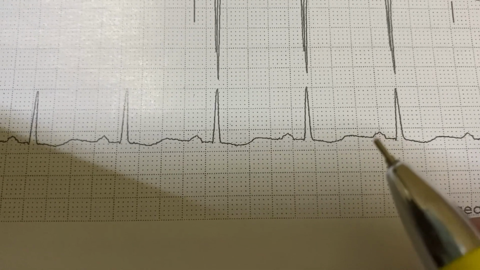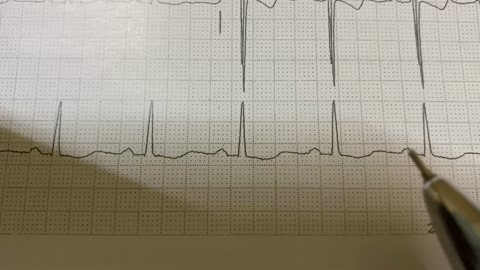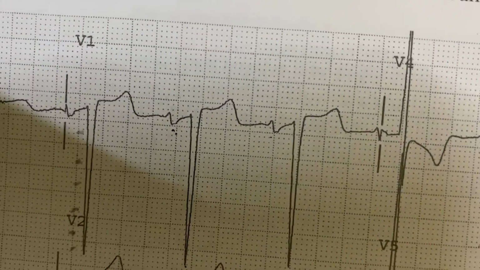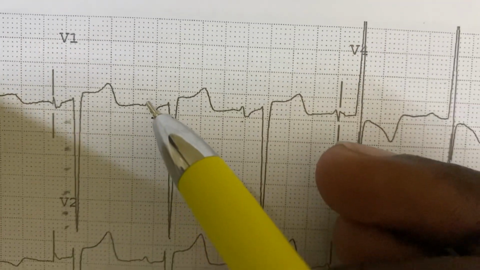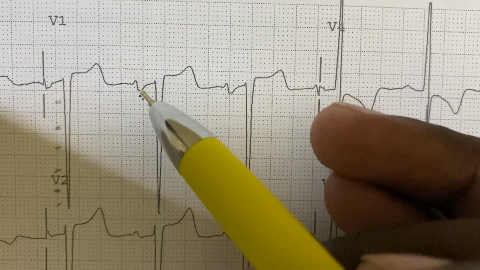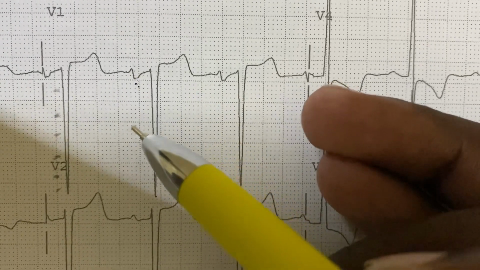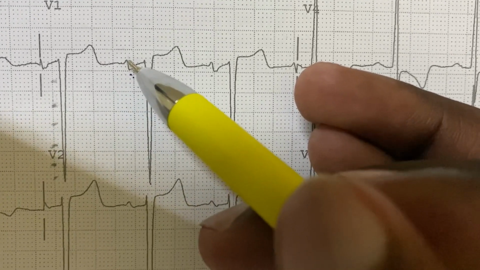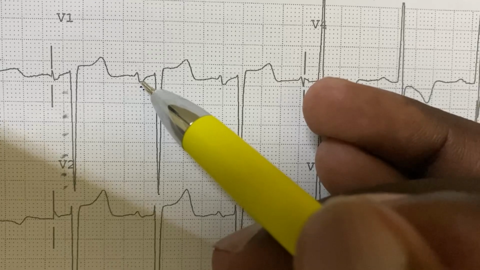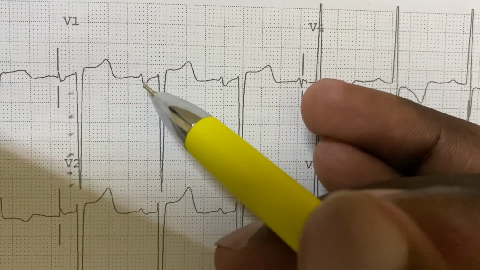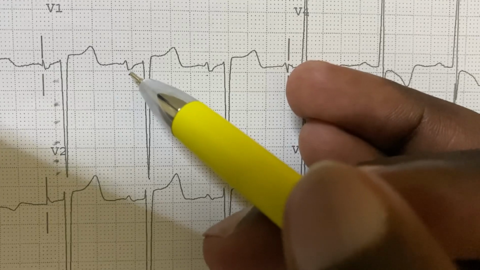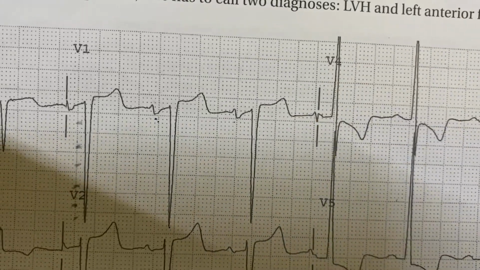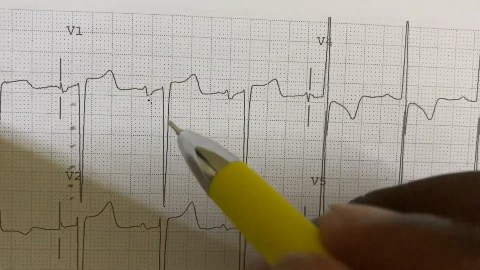This P is very wide, resembling P mitral, left atrial enlargement. But let's check what is happening in V1. In V1 we said the first part is the right atrium and it seems normal. Upwards it should be less than 1.5, and it is less than 1.5. Then the left atrial component should be less than 1 millimeter downwards, but it's more than 1 millimeter. And it should be less than 40 milliseconds, that is less than 1 millimeter wide.